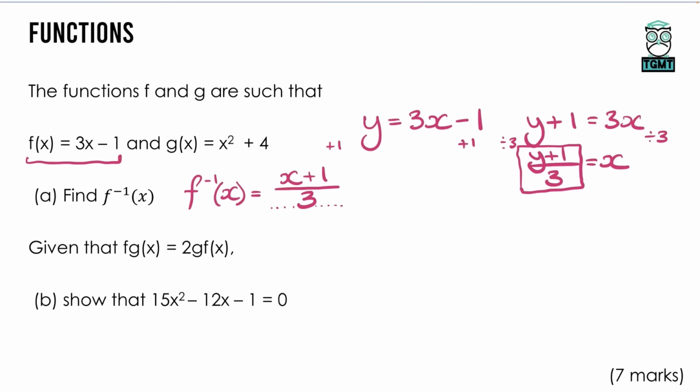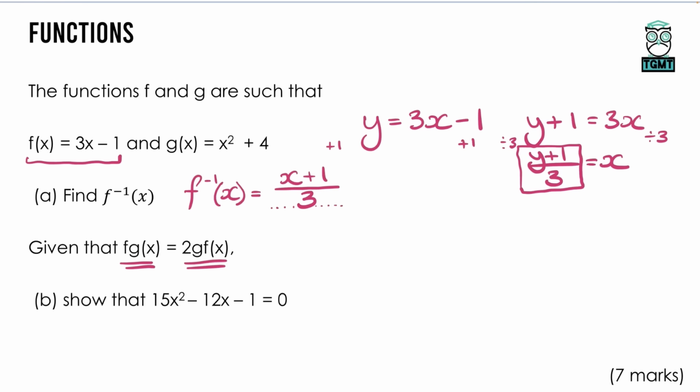Now, part B of this question is trickier. It says, given that fg(x) is equal to 2gf(x), show that 15x squared minus 12x minus 1 is equal to 0. Now, by saying show that and then giving us that equation there, all it wants us to do is find what fg(x) is, find what 2 lots of gf(x) is, and then just set them equal to each other. And in this one, they've rearranged it so that there's 0 on the right-hand side.